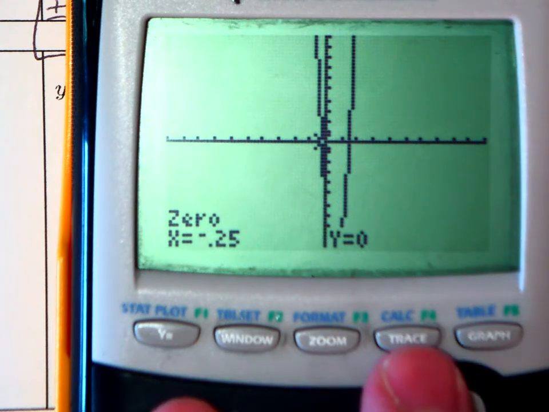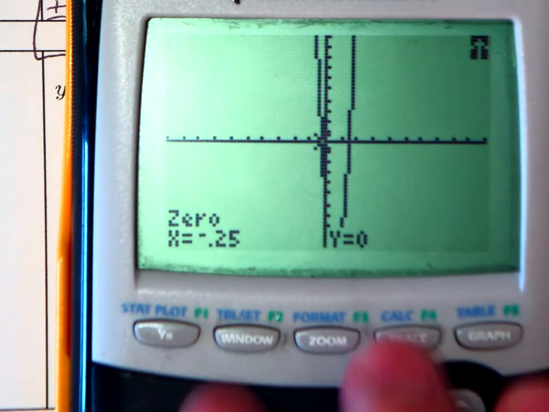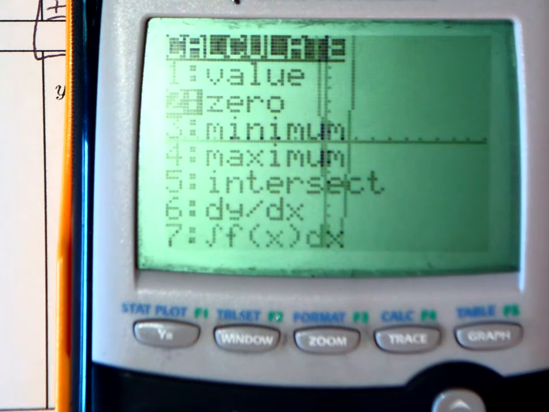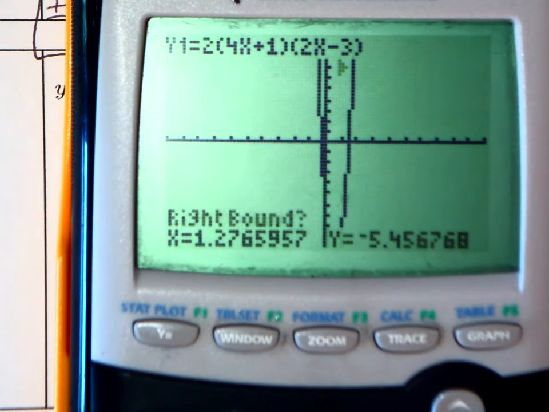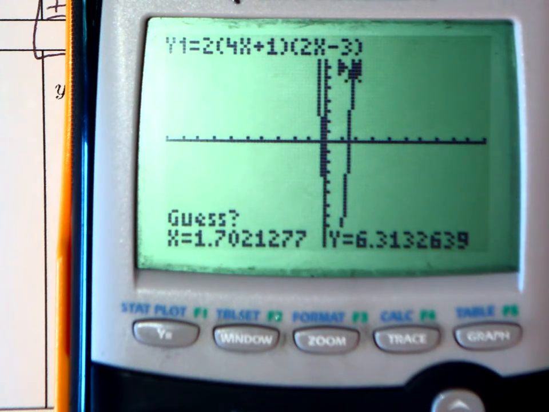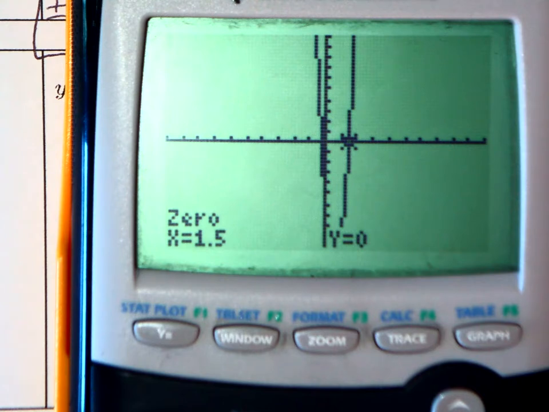To calculate the other one, same steps, second trace, choose 0. And now I want to make sure that my cursor is just to the left of this 0 here on the right. I'm going to press enter. I'm going to move it till it's just to the right of that 0 and press enter. This one is at 1.5. You could use this method for all of the problems. I think some of the earlier ones are easier to do by hand, though.